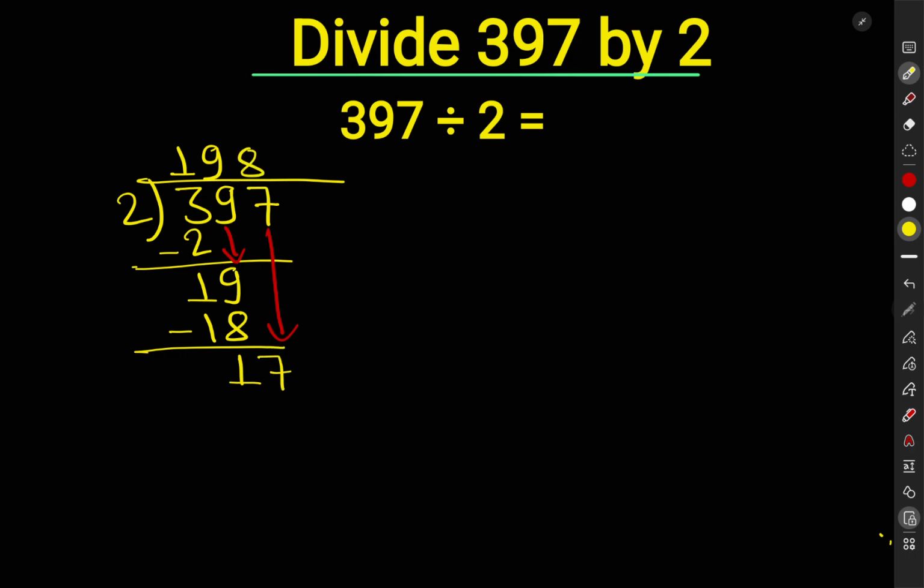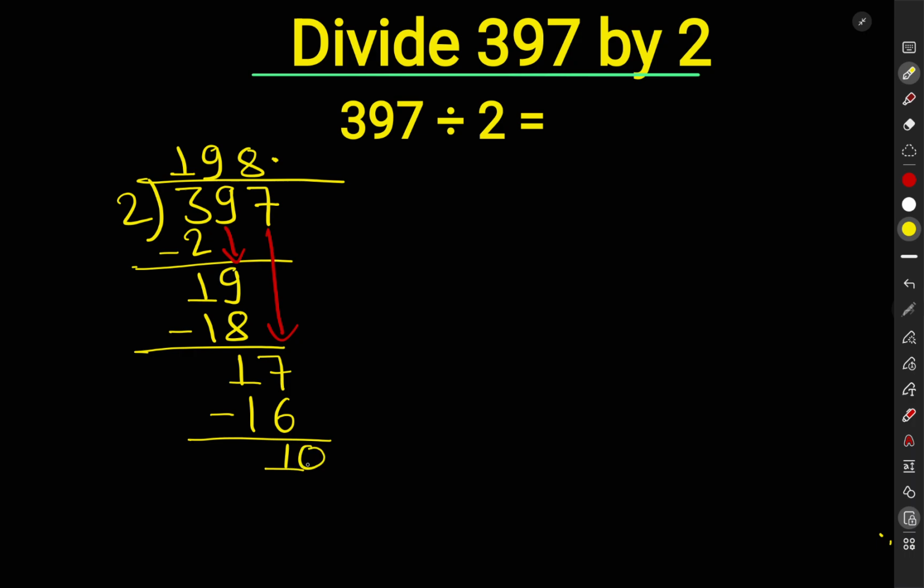So 2 times 8 is 16. On subtracting we get 1. So now this 1 is less than 2 and there is no other number beside it. So we put a decimal here so that we can take a zero.